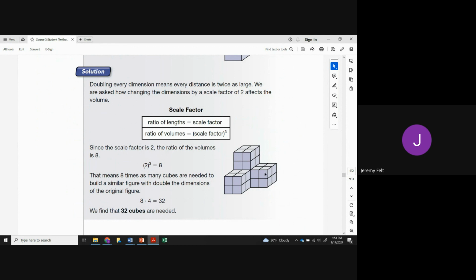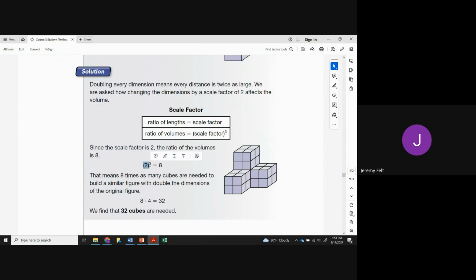We're going to have that 4 times, so we're going to have 32. So 32 is 4 times bigger than 8. So our scale factor is 8 times bigger than 4. So we had 4 originally here, we have 32 here. So our scale factor was 2.